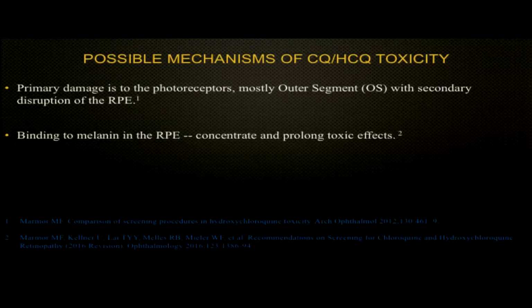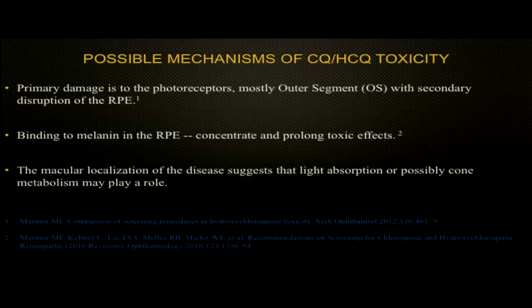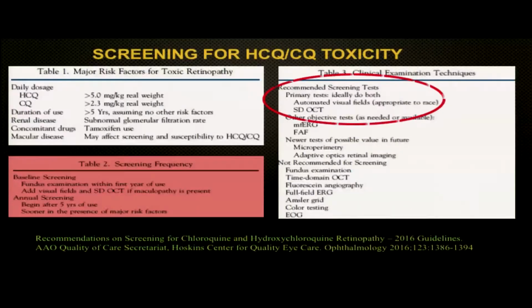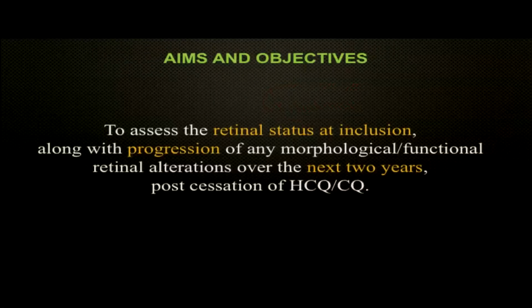What are the possible mechanisms? Primary damage is to the photoreceptors, mostly the outer segment, with secondary disruption of the RPE. Binding of the melanin to the RPE concentrates and prolongs the toxic effects of the drug. And the macular localization of the disease does suggest that light absorption or possibly cone metabolism may play some role. Now, if we look at the AIOC 2018 guidelines, it has recommended screening tests including automated perimetry and SD-OCT, and the yearly frequency after the first 5 years of medication.